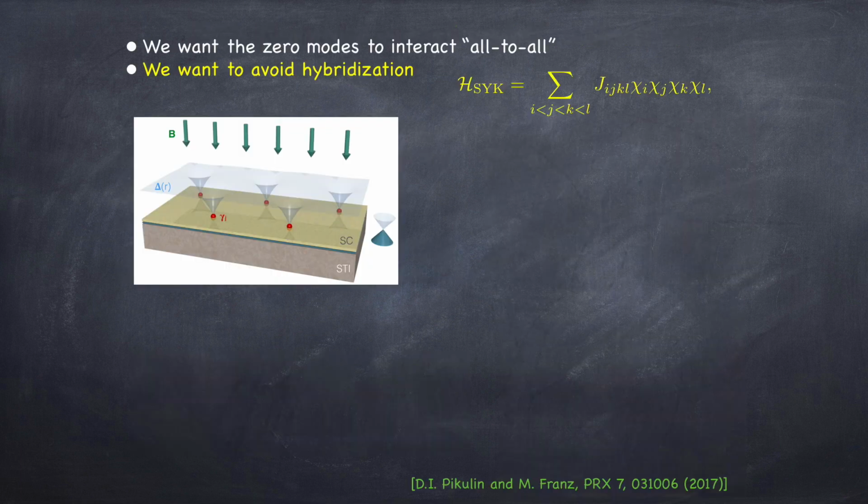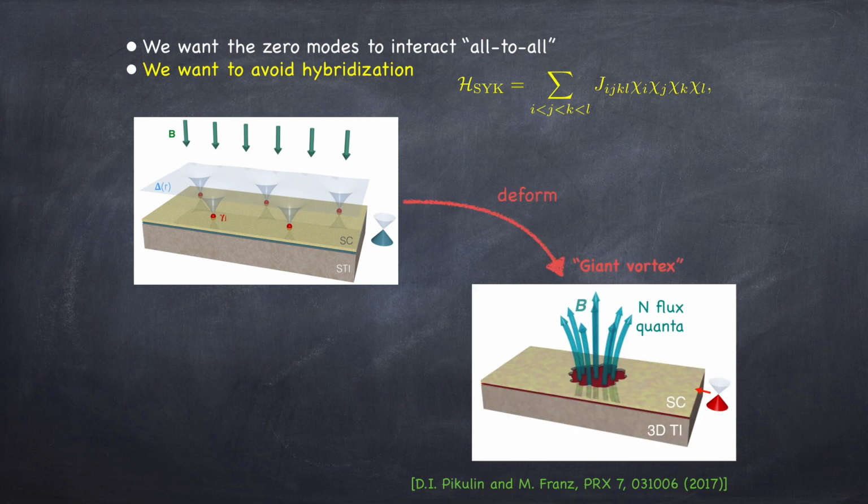The answer is possibly yes, although in this form, when Majorana fermions form a lattice, this is not the right geometry because they don't really interact strongly and they don't interact all-to-all. But what we could do, we can deform this. We can coax all these Majorana zero modes to be in one place by basically fabricating a hole in this superconductor and trapping n flux quanta in it.